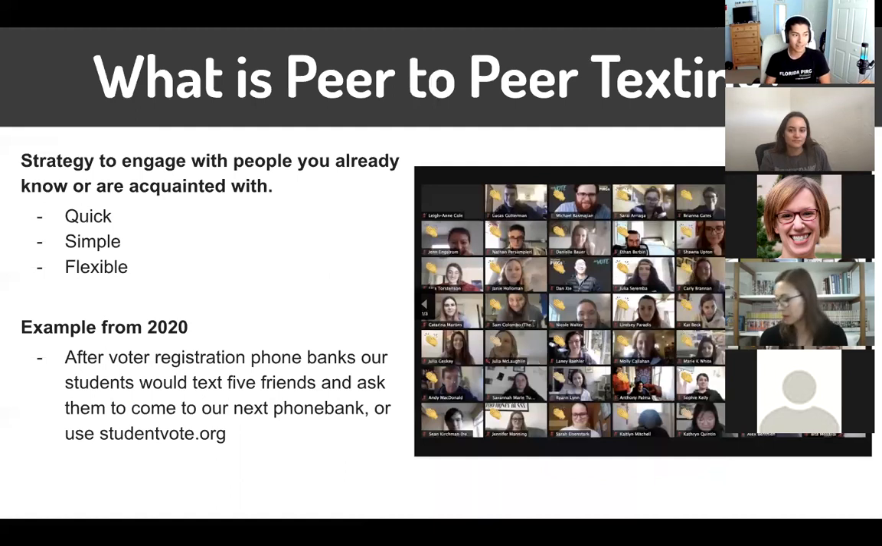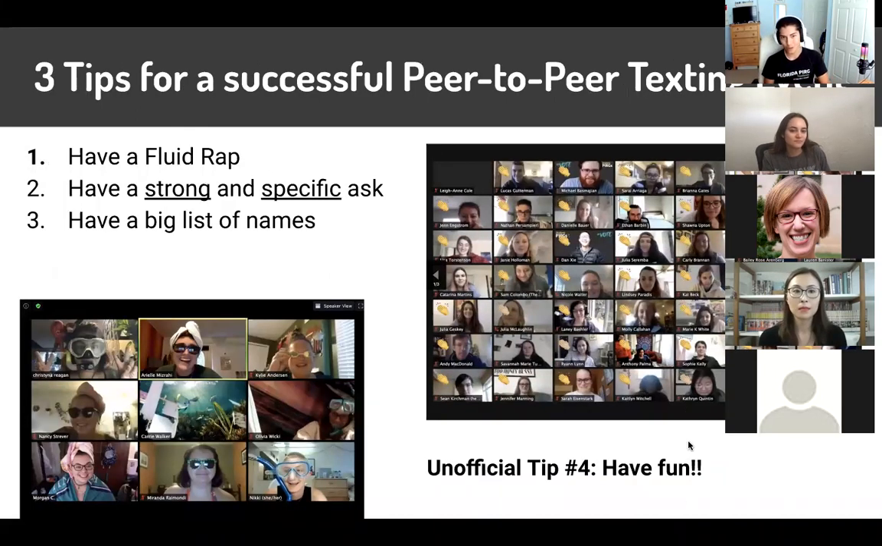So moving on to the next slide, we have 3 tips to run a successful peer-to-peer texting event. So the first tip is having a very fluid wrap. What does that mean? Thank you for asking. So a fluid wrap is really important for peer-to-peer texting because you are texting your friends, family members, or people that you have met in person. And so it's very important that your text is not overly formal because you're talking to people that you already know, and we're talking about something that is very important. So making sure that we're losing a little bit less formality makes it go a lot easier, and it really heightens the chance of them sending that link or joining you for another event in the future.